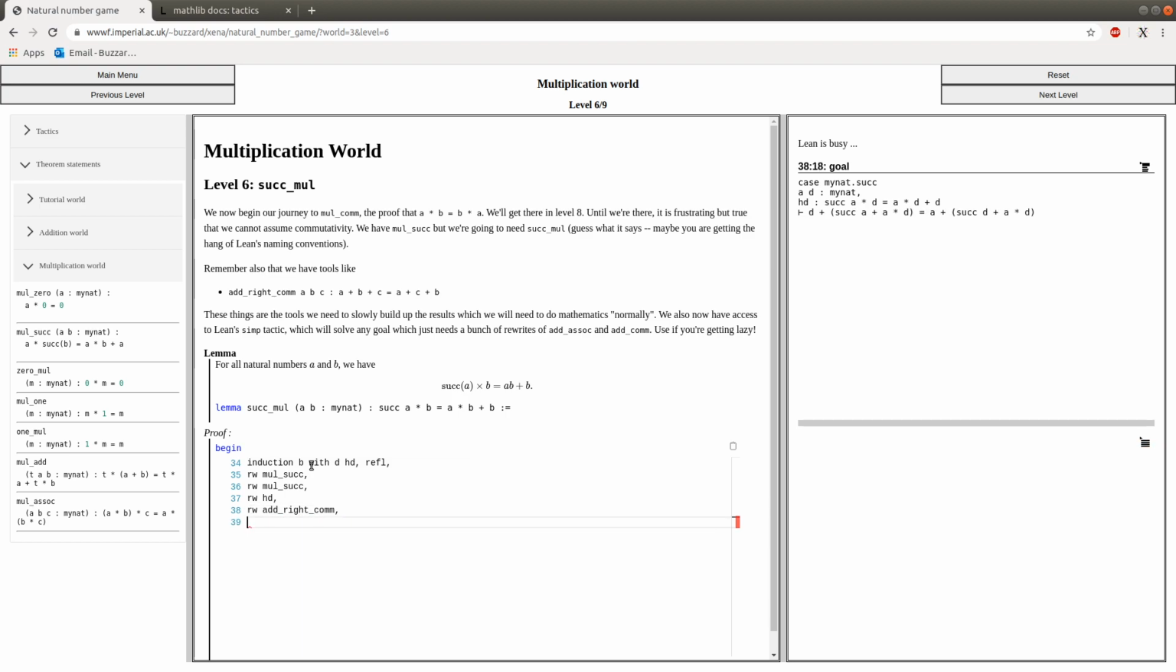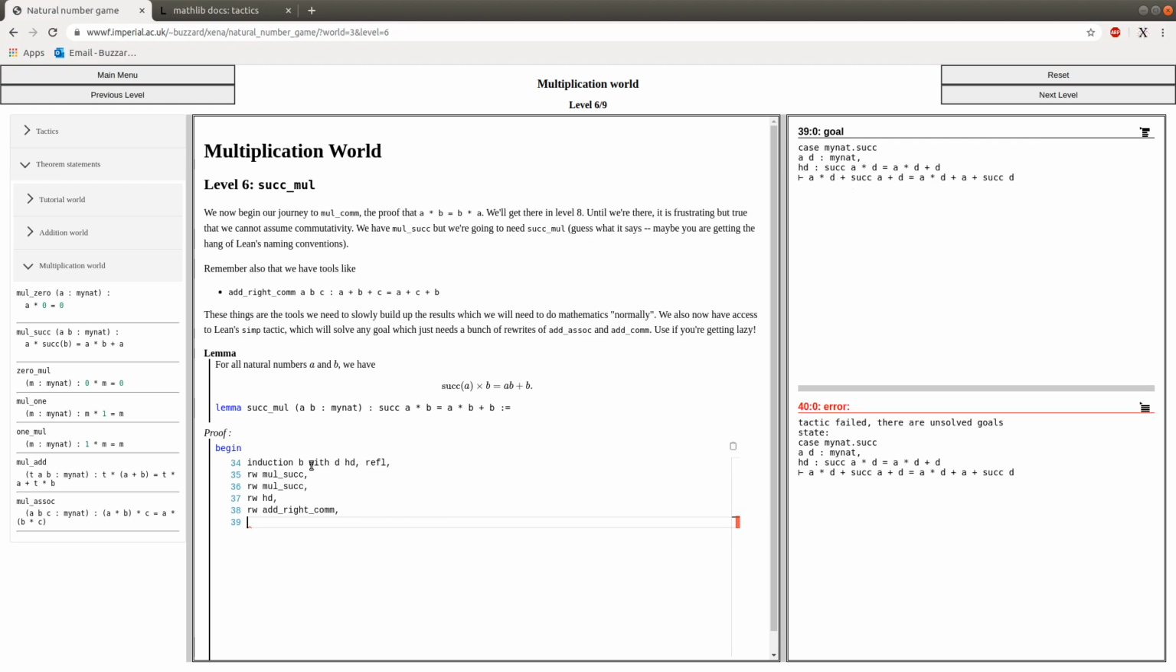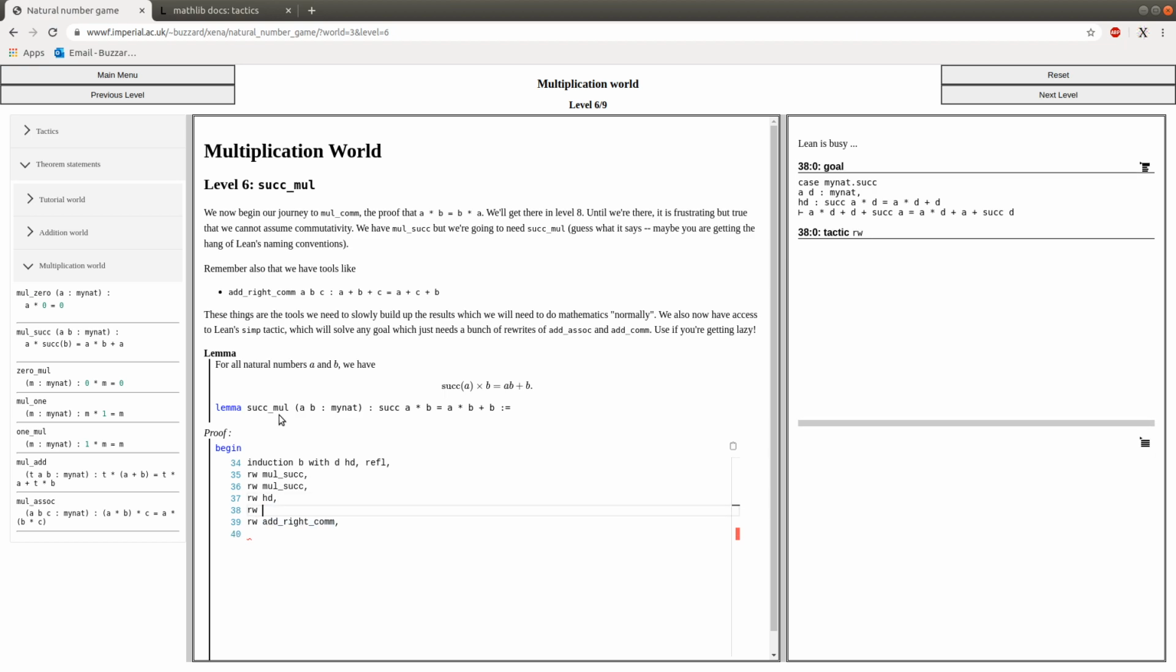Okay, so I've finally actually read the... I've read the hint. And add right com does what for me? It didn't go at all. Add right com is kind of... What? Add right com looks perfect. Oh, maybe I need add suck. Rewrite add. What about? This is horrible.